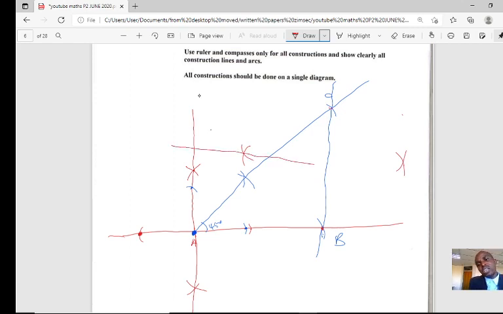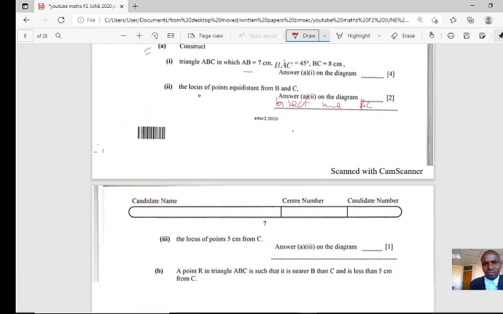Then with your ruler, it looks like these points, they were marked on the wrong position. So now using your compass, basically it will just be automatic. Please take note of that. Right, then done. 2 marks, 3 marks.